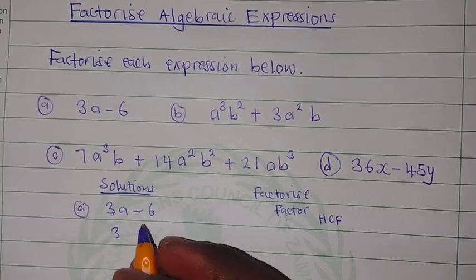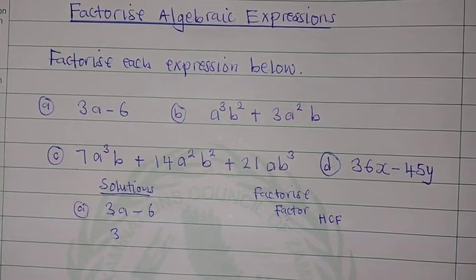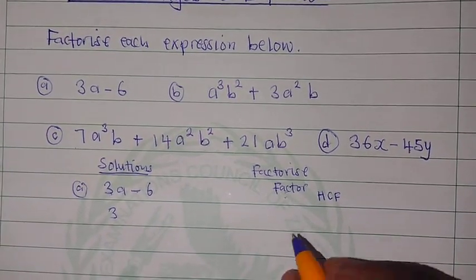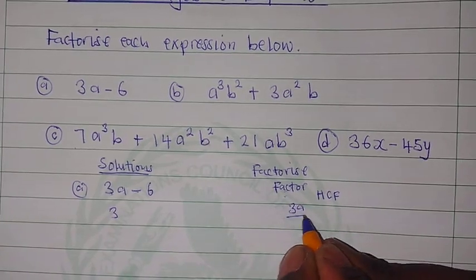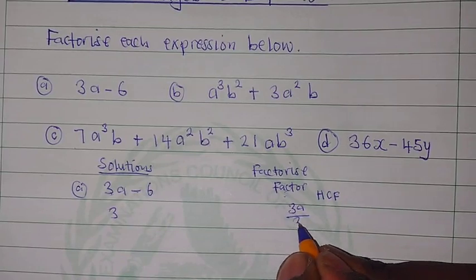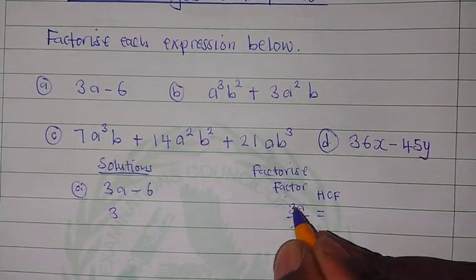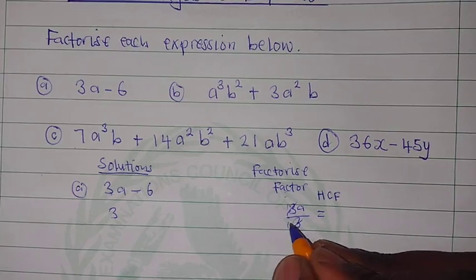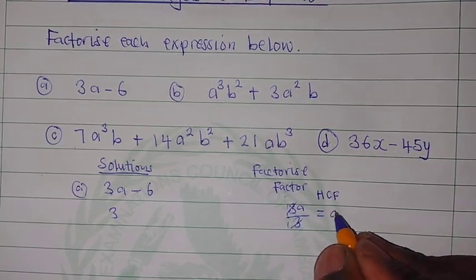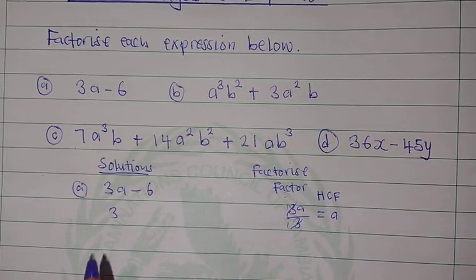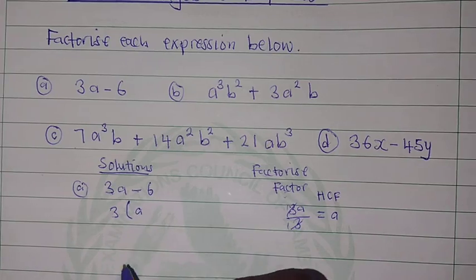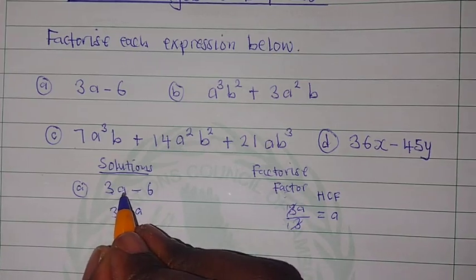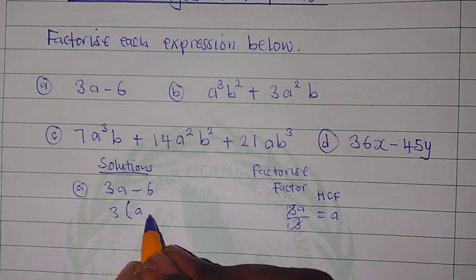So what you start doing now, you are going to start dividing. The first term you have 3a. This 3a, divide it with the highest common factor that you found, which is a 3. So this 3 and this 3, it's 1, 1 into 1 is 1. Then there is a here. So that is what you remain with. So you say open bracket, and here you write a, because when you divide 3a by 3, you cancel the 3 and the 3 and remain with a.